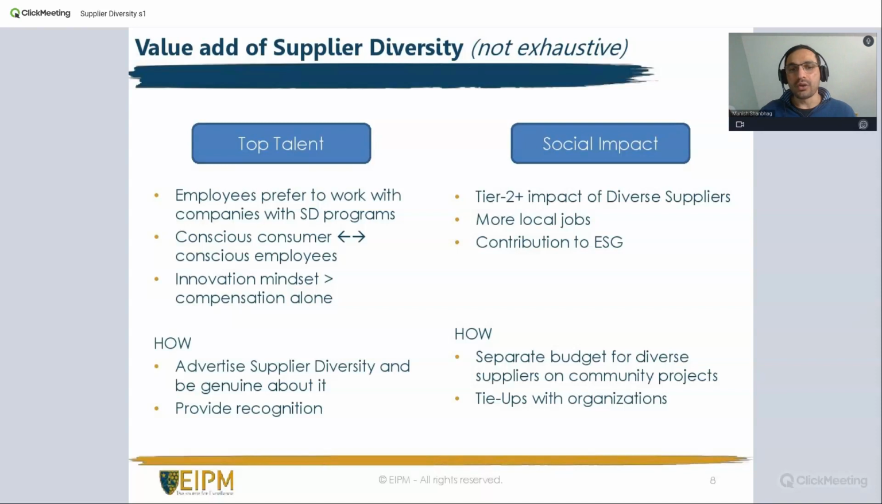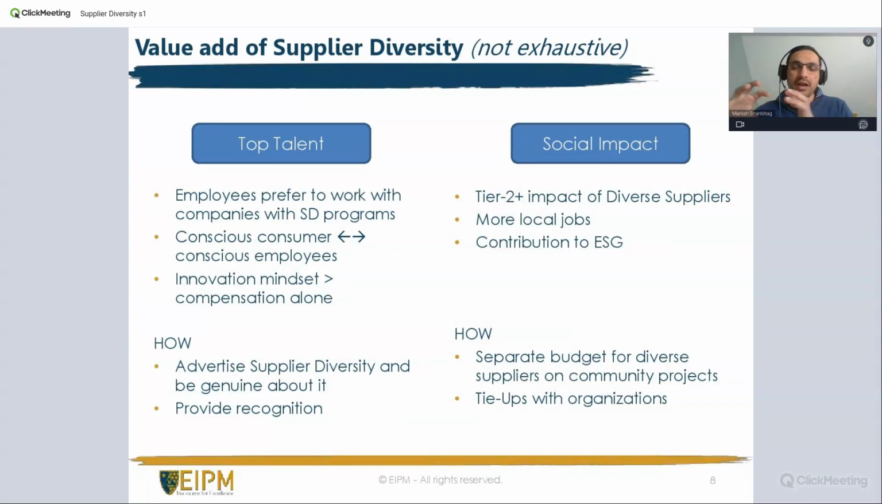Okay, if you're doing it very locally, you have more local jobs created. Of course, you're contributing to your environment, social, governance, ESG objectives. So this is a part of your ESG objectives as well. How you do it, again, you could have a separate budget for diverse suppliers on certain community projects. We'll talk about more business-oriented projects later on, but you could start off by having a separate budget for community projects. You could tie up with organizations, NGOs and so forth, which work in this area, and you'll immediately see a social impact.